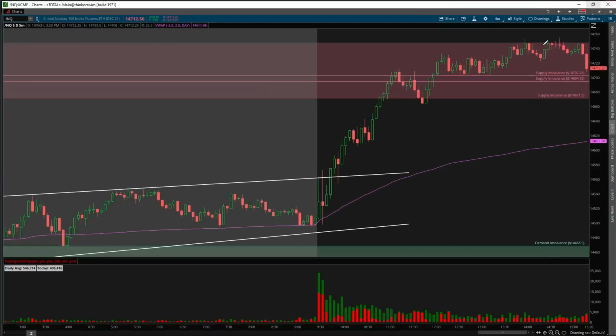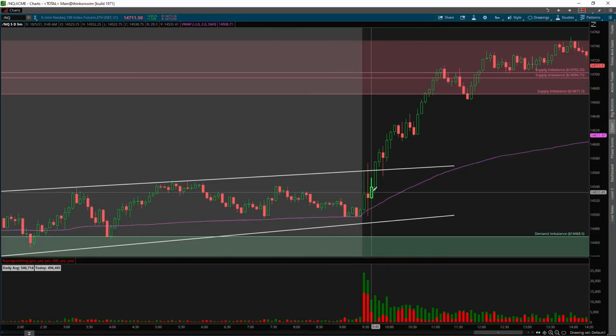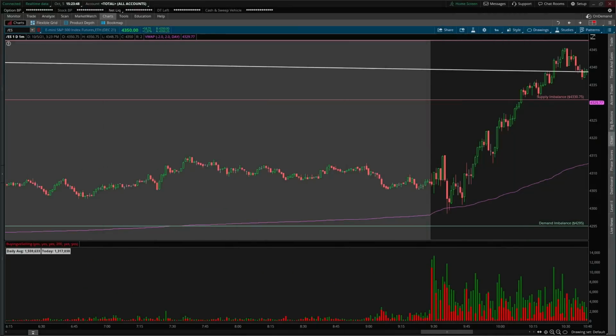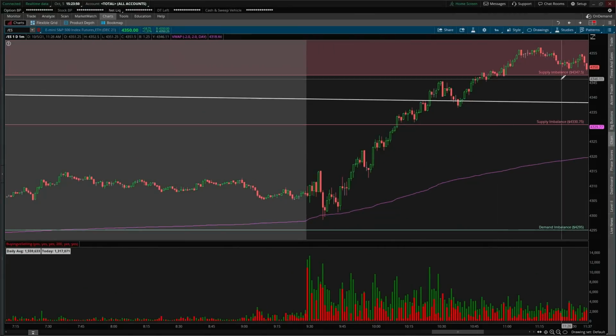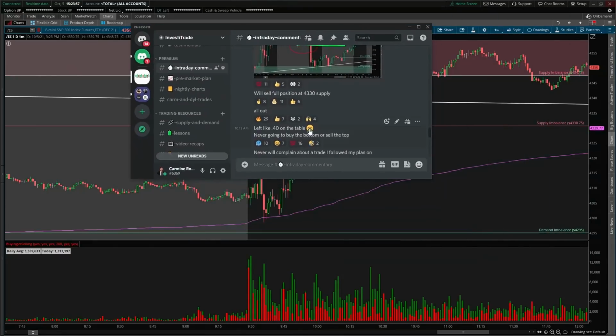Now, NQ also supported this analysis. We broke out of that wedge at the same time along with the Dow. So this gave me a boost of confidence, added confirmation, and it definitely aided that setup. And then we came into this 4347. It's an extremely key supply zone, but we stalled out at it. I said I'll never complain about a trade I followed my plan on.